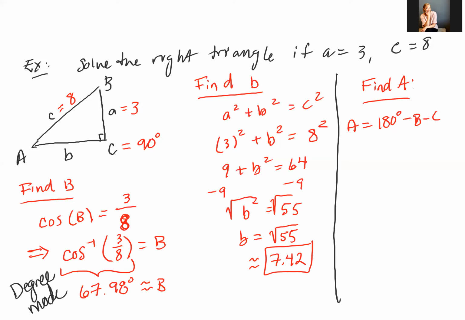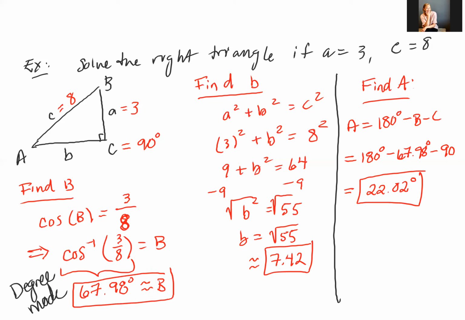I know angle A and I know angle B and I know angle C. That's equal to 180 degrees minus angle B, which we just found, is 67.98 degrees minus angle C, which is 90 degrees. If I put that in my calculator, I get 22.02 degrees. So I know all 6 parts of the triangle now. I know all 3 angles, and I know all 3 sides.